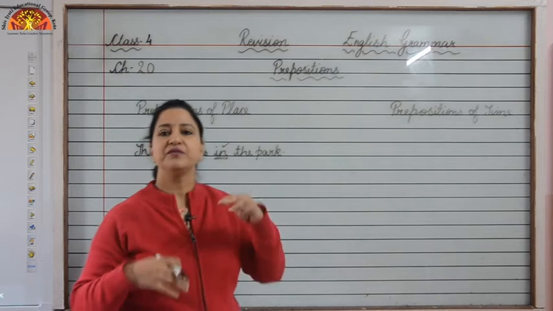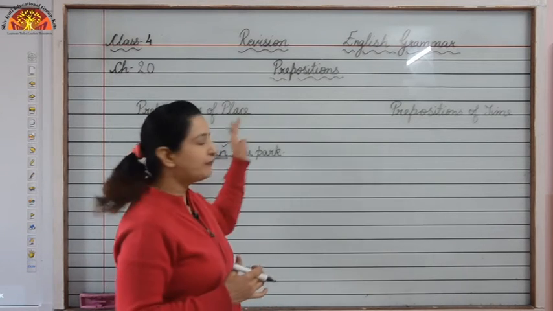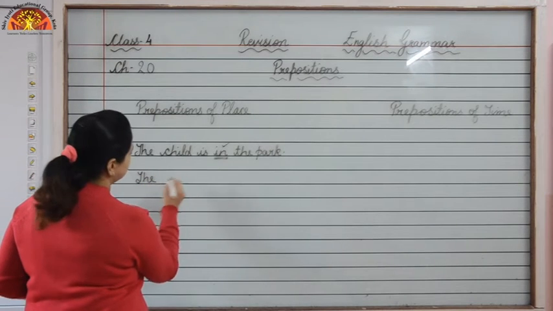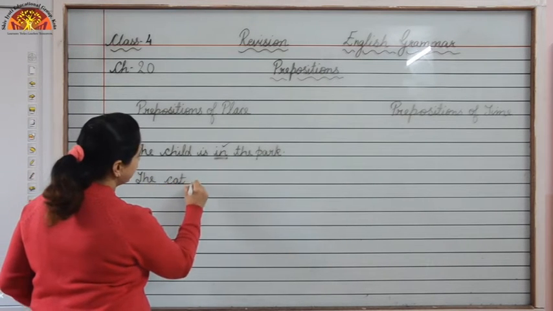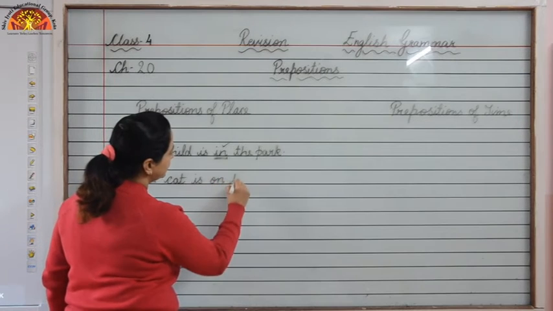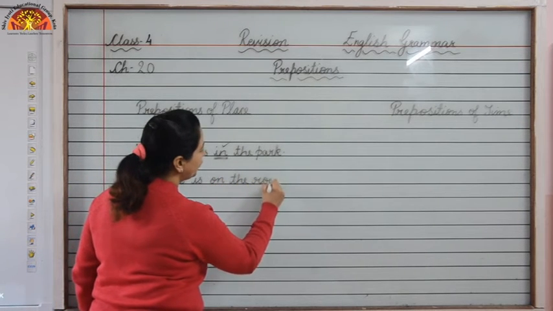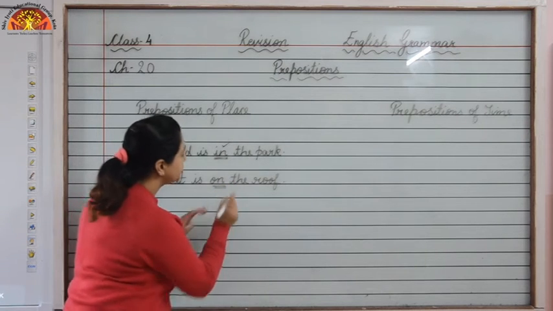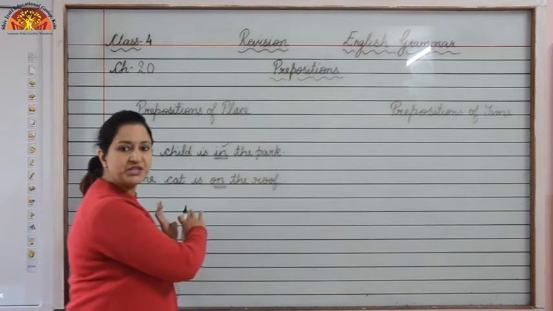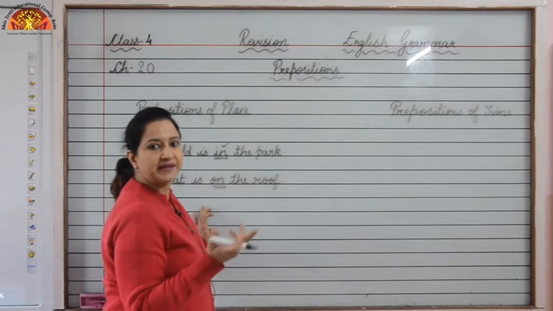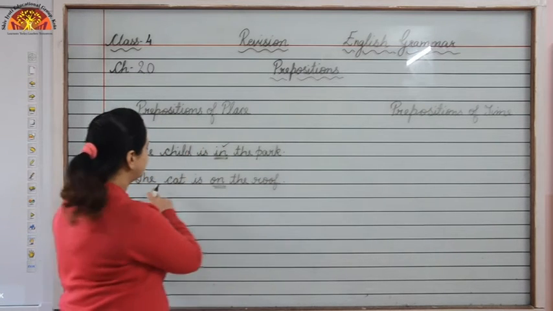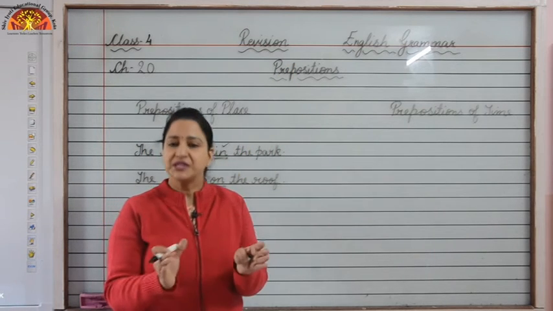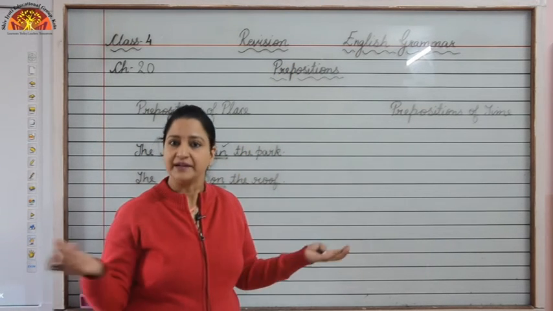Now I am going to give you one more example of a preposition of place. The cat is on the roof. Now in this sentence, on is the preposition because it is telling us the position of the cat, where this cat is. Where is this cat? The cat is on the roof. So here on is telling us the position of the cat.